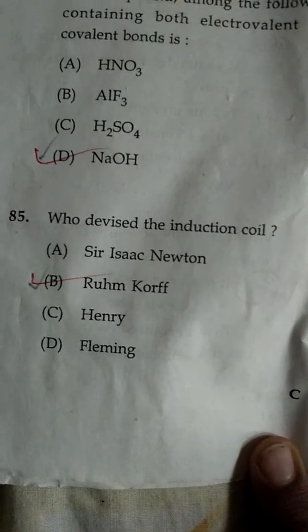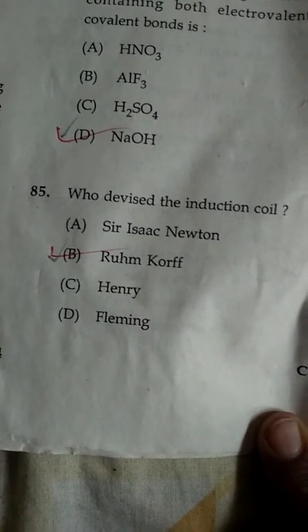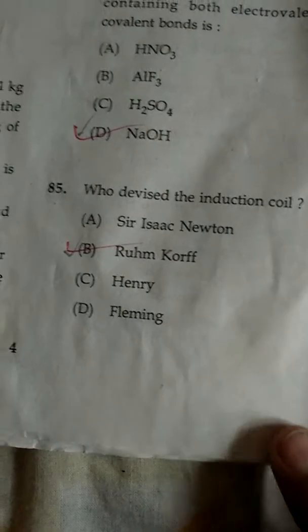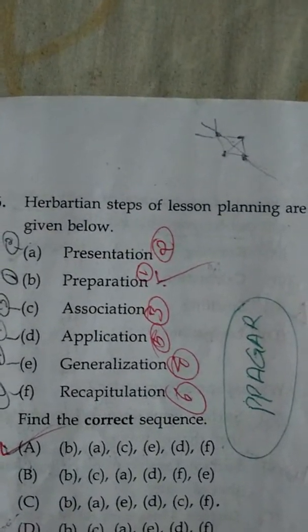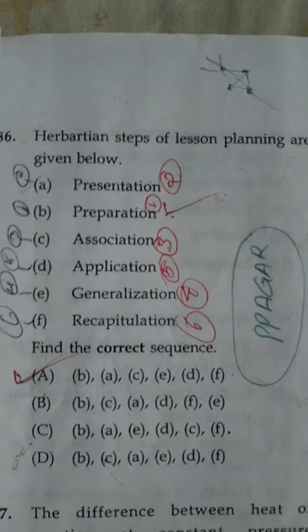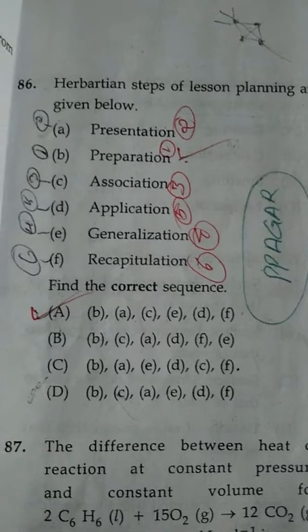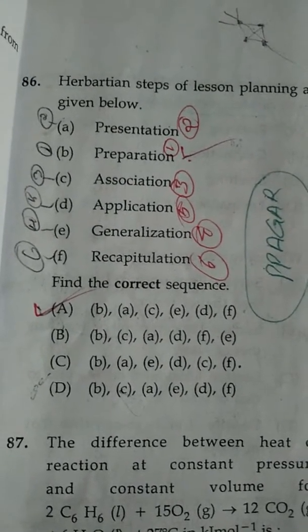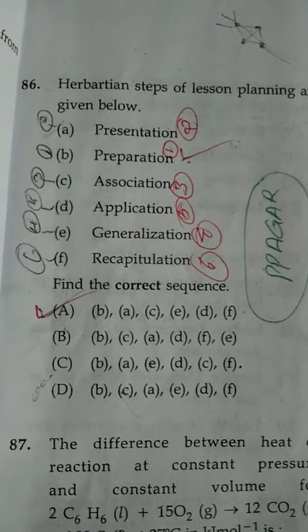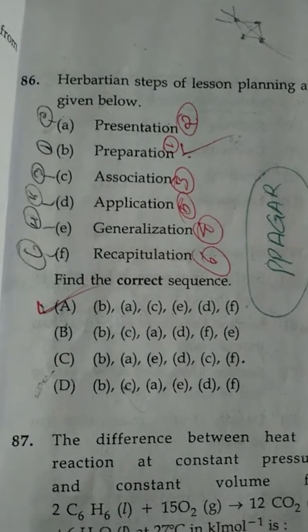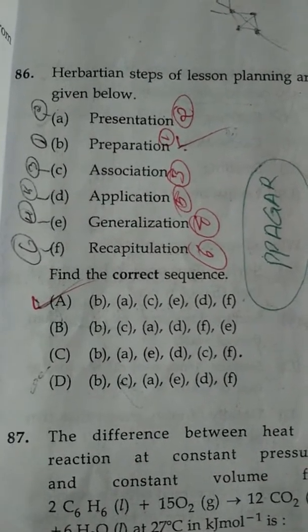Who devised the induction coil? Rumkorff. Herbartian steps of lesson planning are given below. The correct option is A. First one is preparation, then presentation, then association, then generalization, then application. The last one is recapitulation.